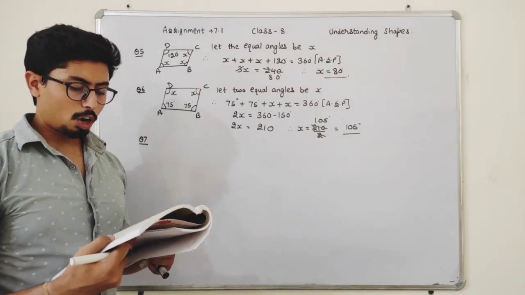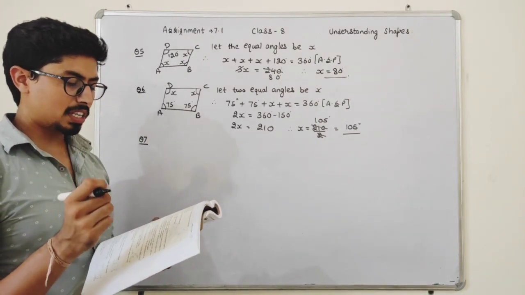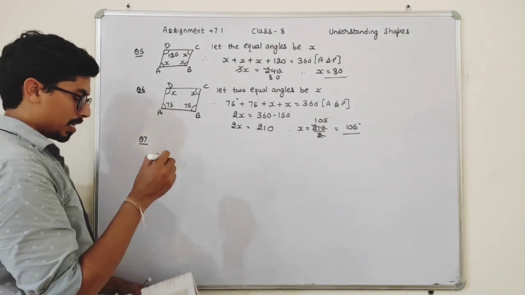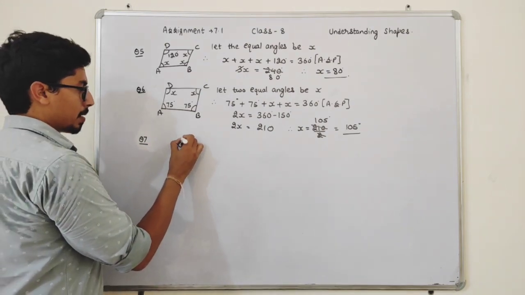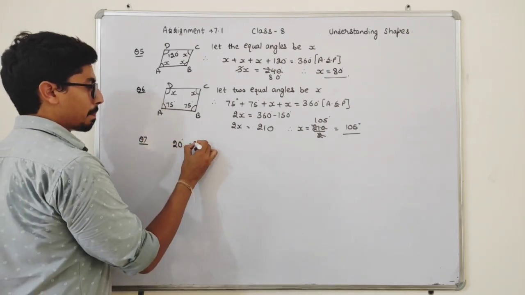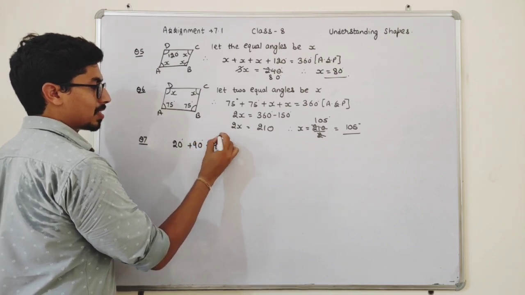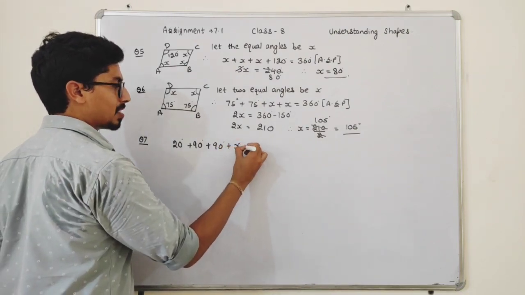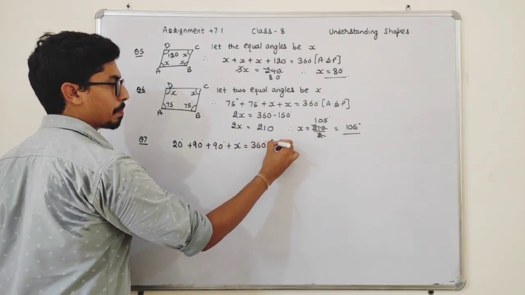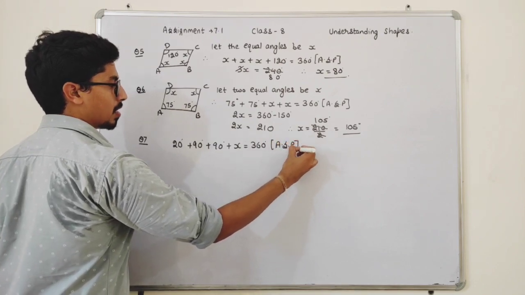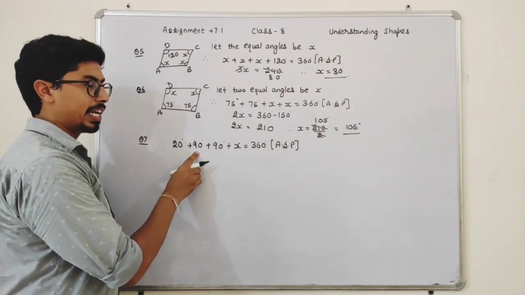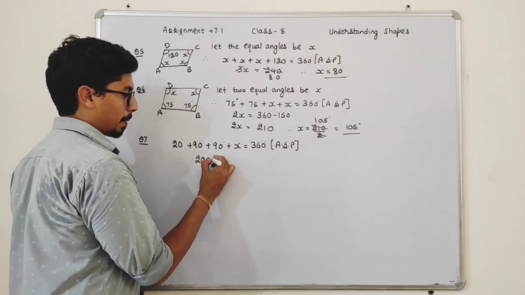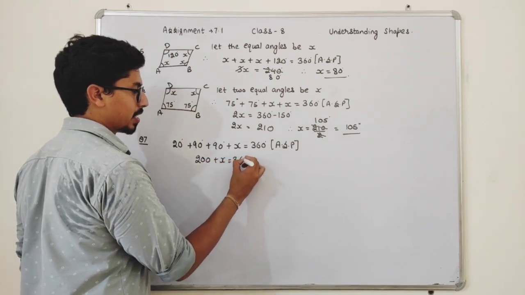If three angles of a quadrilateral are 20, 90 and 90, what is the fourth angle? Students, let the fourth angle be x. Therefore 20 degrees plus 90 degrees plus 90 degrees, these are the three angles, and let the fourth angle be x. So the sum of these four will be 360 degrees. Same angle sum property of quadrilateral. So 180 plus 20 will be 200. So 200 plus x is equal to 360 degrees.